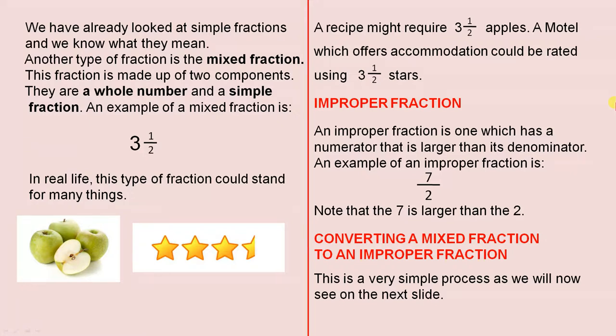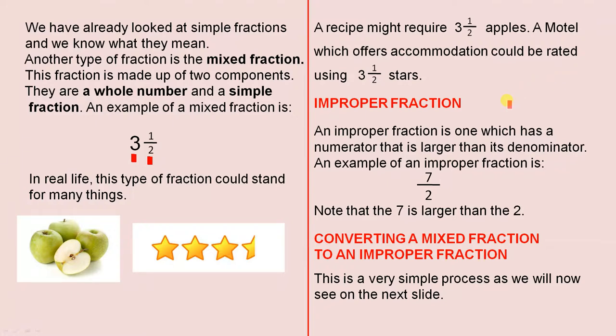An example of a mixed fraction is 3 1/2. And there is the whole number, and there's the simple fraction. In real life, this type of fraction could stand for many things. A recipe might require 3 1/2 apples. A motel which offers accommodation could be rated using 3 1/2 stars.